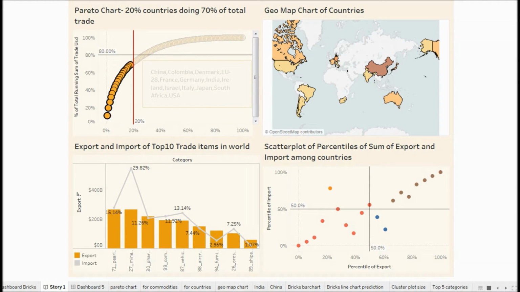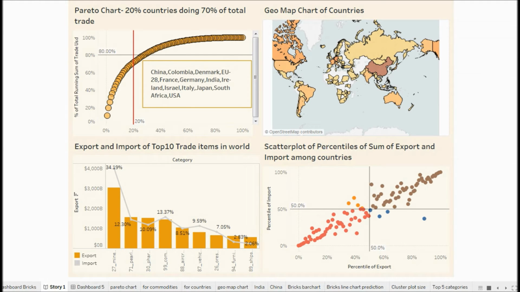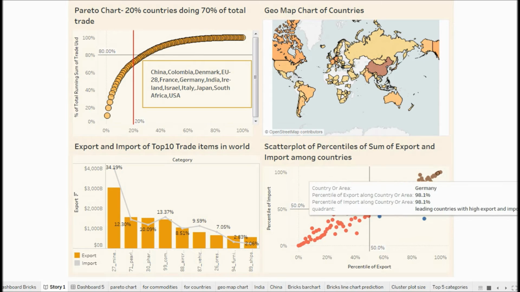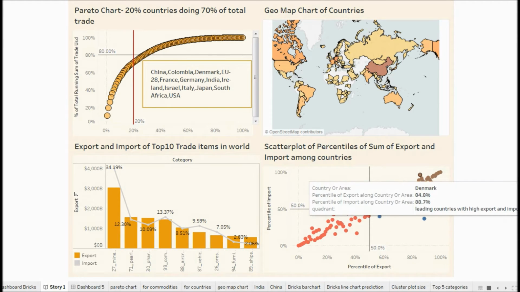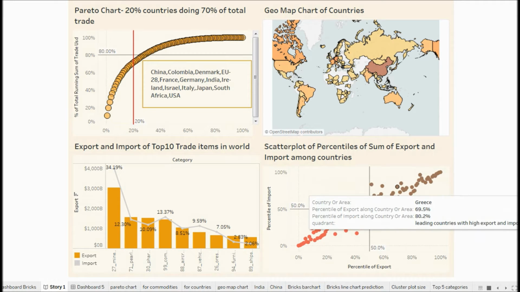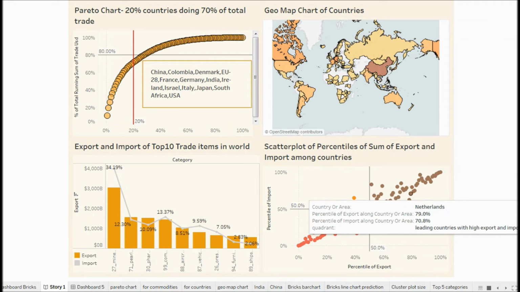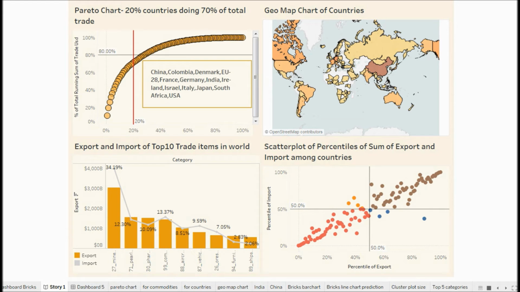The fourth chart shows a scatter plot of percentiles of export and import among countries. So this is a relative chart. Here, as we can see, the countries presented in the first quadrant are the high volume countries, and these countries are none other than the countries that are doing 70% of the total trade.